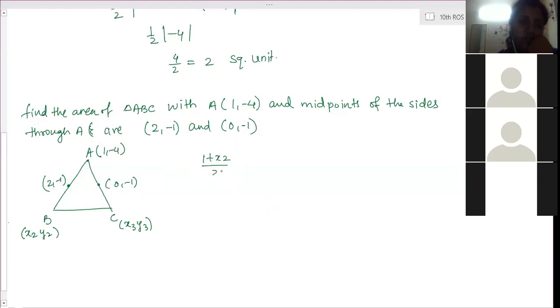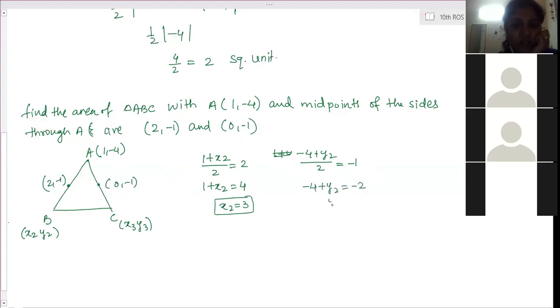1 plus x2 by 2 is equal to 2 and minus 4 plus y2 by 2 is equal to minus 1. So 1 plus x2 is equal to 4, x2 is equal to 3, and minus 4 plus y2 is equal to minus 2, y2 is equal to minus 2 plus 4, that is 2. So B's coordinates you got are (3, 2).